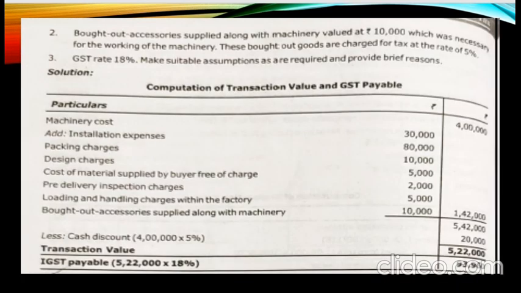Other information is, bought out accessories supplied along with machinery valued at rupees 10,000, which was necessary for the working of the machinery. These bought out goods are charged for tax at a rate of 5%. GST rate is 18%. Make suitable assumptions as required and provide brief reasons.